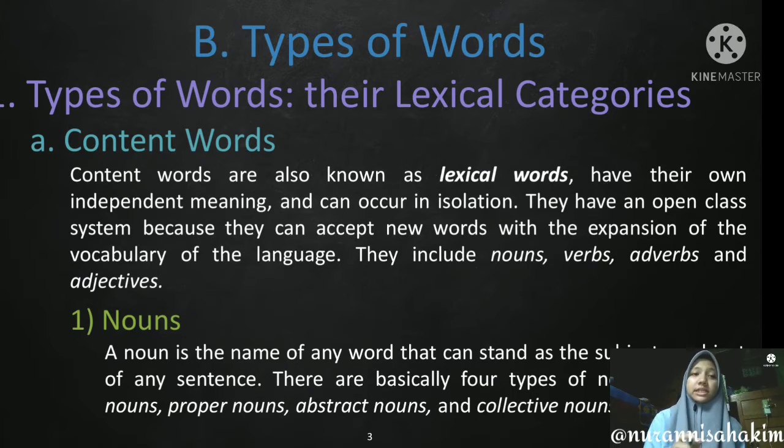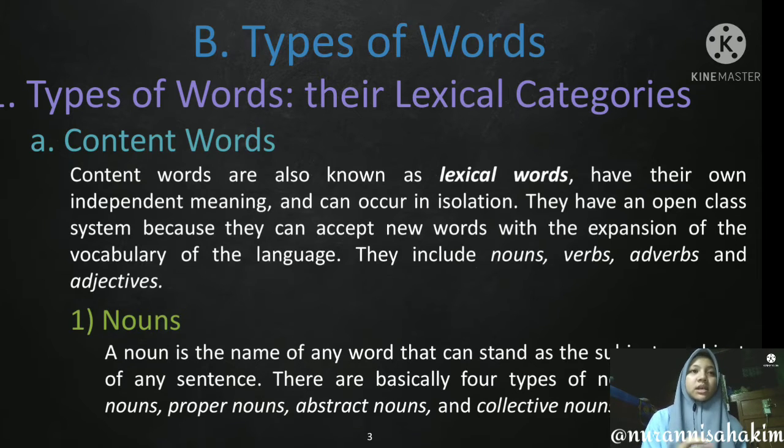Dealing with word categories, linguists divide words of English into eight classes. Then the 8 classes are divided again into 2 types. There are content words and function words. Meanwhile, dealing with its form, English words are also divided into 3 categories. There are simple words, complex words, and compound words. First is types of words based on their lexical categories.